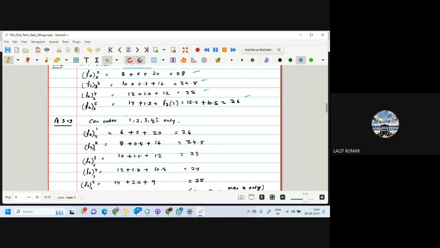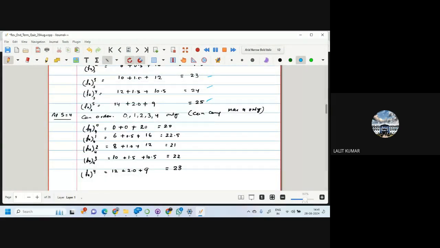At 3 he can order 1, 2, 3, 4, 5. So these are the values. And at 4 he can order only 0, 1, 2, 3, 4. Why can he not order 5? Because he cannot carry more than 4. It's not allowed. So these are the values for that.